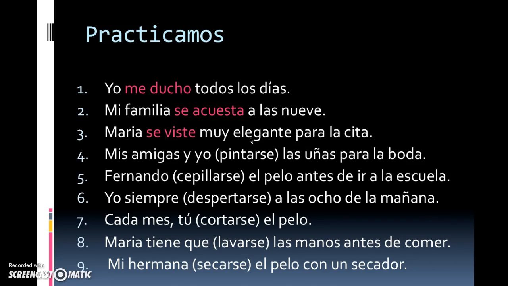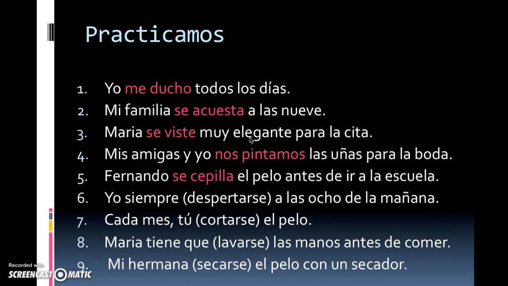María se viste. Mis amigas y yo nos pintamos. Fernando se cepilla. Yo siempre me despierto. Cada mes tú te cortas el pelo.